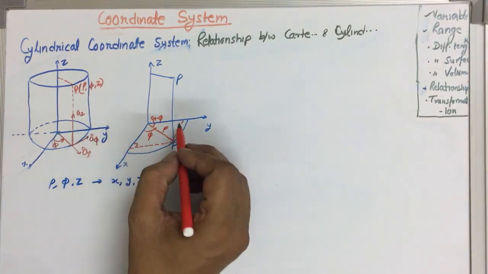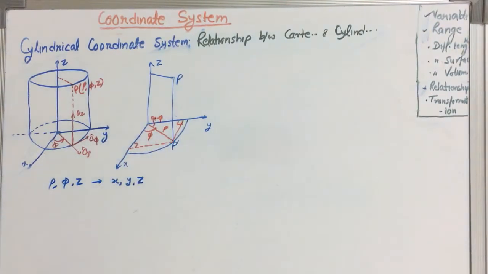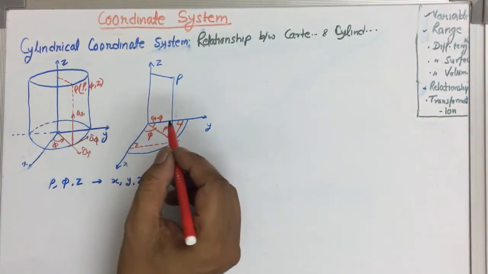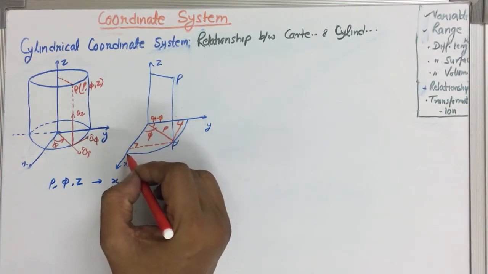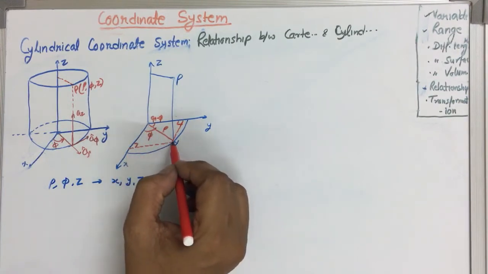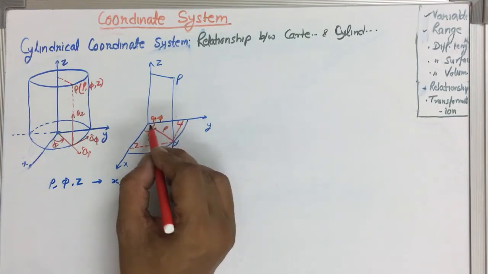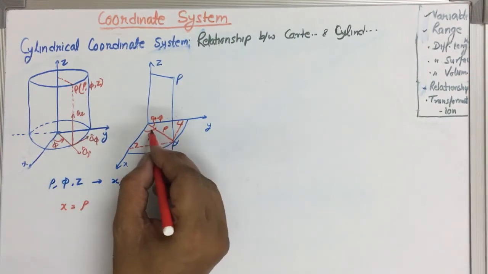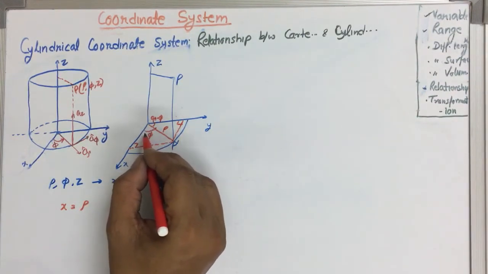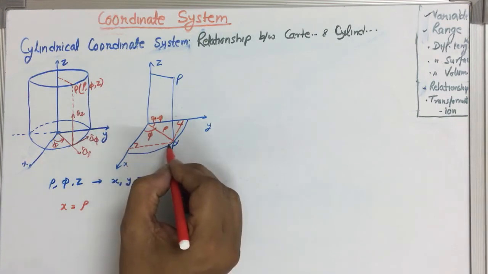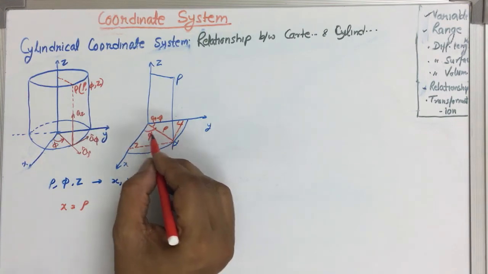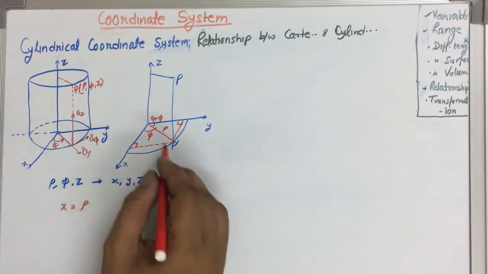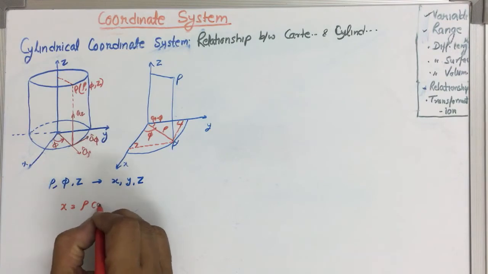This is 90 degree and this is also 90 degree. This is our x, that is projection of this rho. Part of this in x direction will be this one. Projection of this in the direction of y will be this one. So x can be written as rho cos phi, because this is right angle triangle, this is hypotenuse, and this is base, this is perpendicular. So in that, x is equal to rho cos phi.